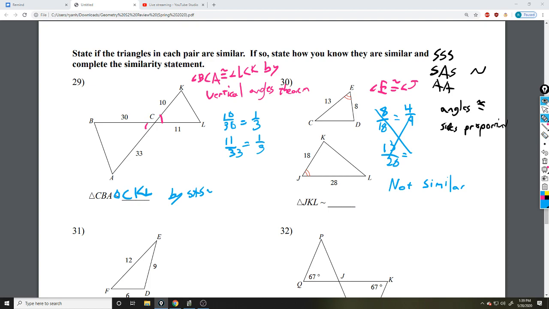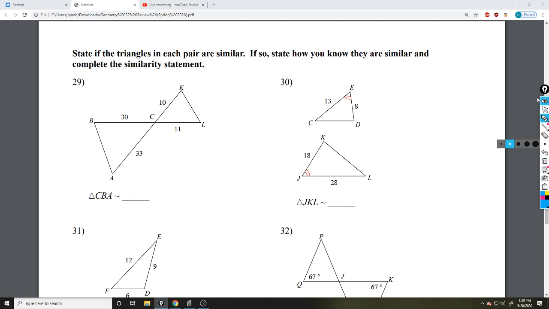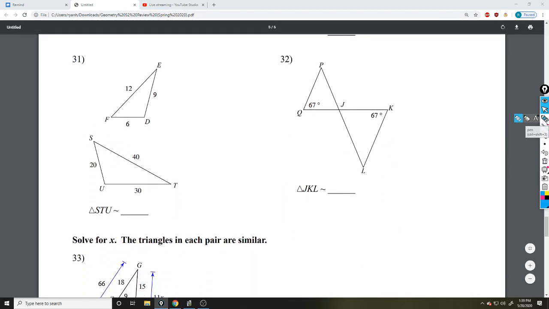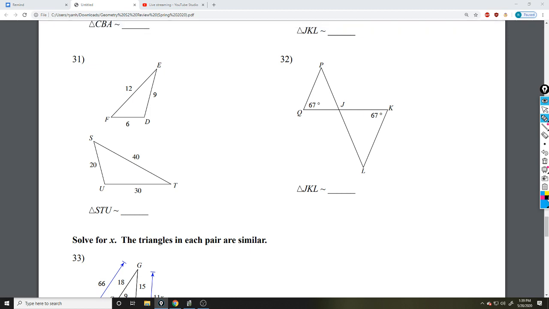Next. Let me write my methods back again so that we have them. Side, angle, side. Angle, angle. So those first two would have both used side, angle, side if we were doing them. We had the two sides proportional, matching up, and the included angle congruent.